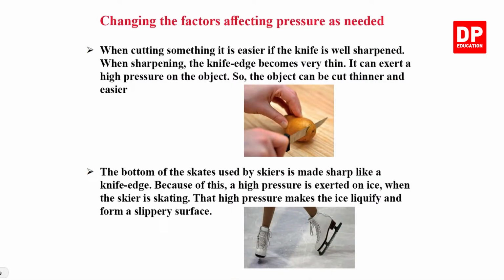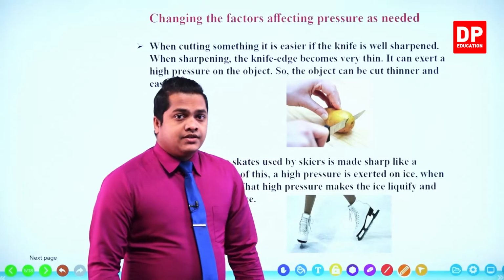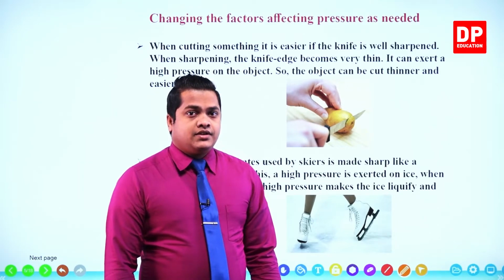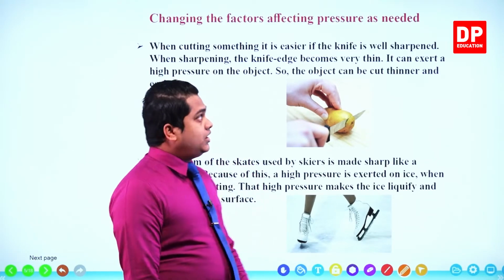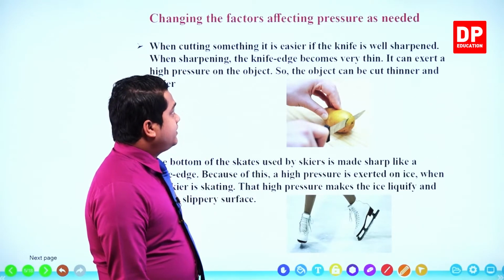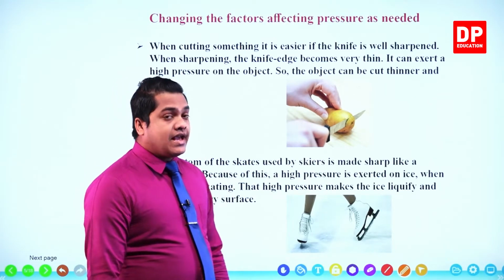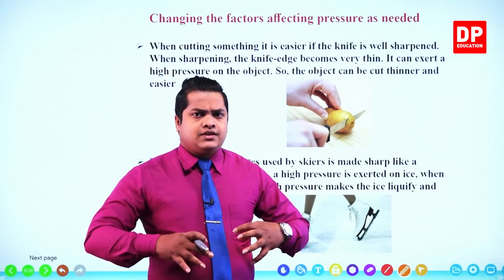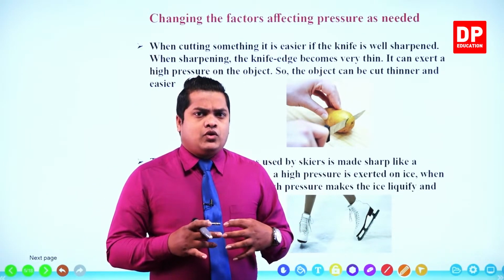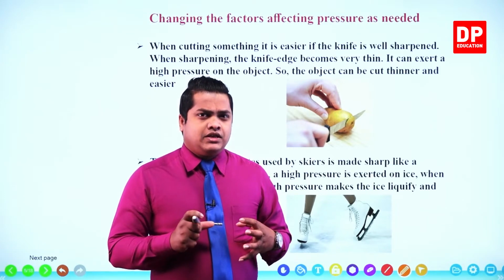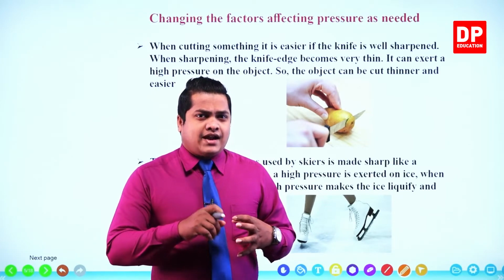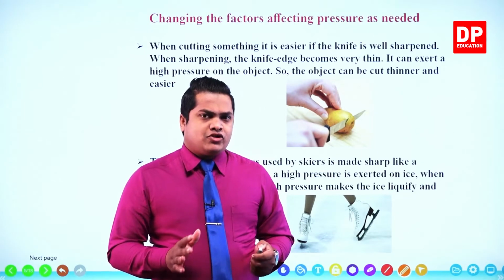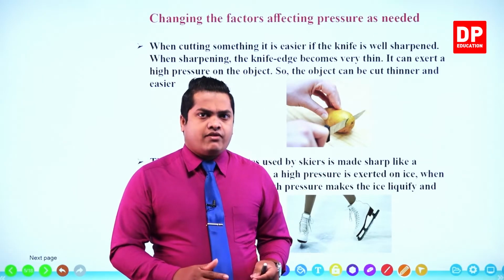So here now we came to the final lesson part, the final topic of the lesson. The final subtopic is changing the factors affecting pressure as needed. You know that pressure is a certain type of quantity acting on a certain surface. I told you that pressure is a scalar quantity.